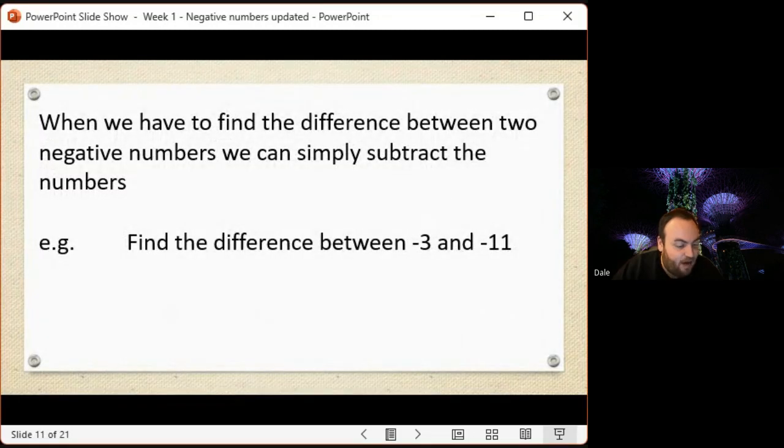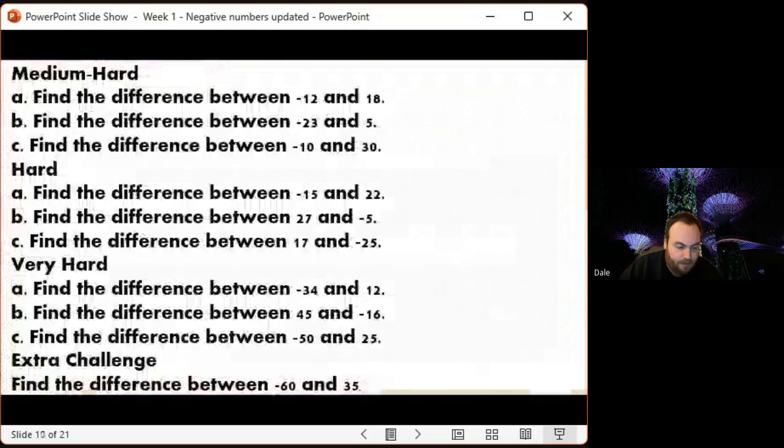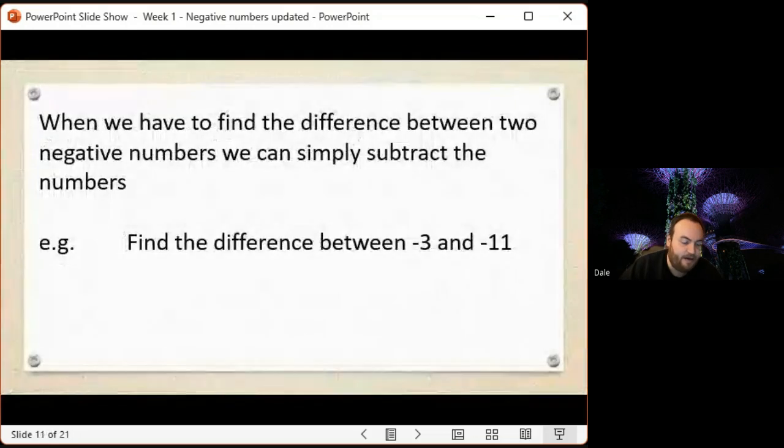Right, now it says here, when we have to find the difference between two negative numbers, we simply subtract the number. So last time we were looking at the difference between a negative number and a positive number. Now it is asking us to find the difference between two negative numbers. So who in the chat can be the first person to tell me the answer, the difference between -3 and -11. We're not going to shout out.